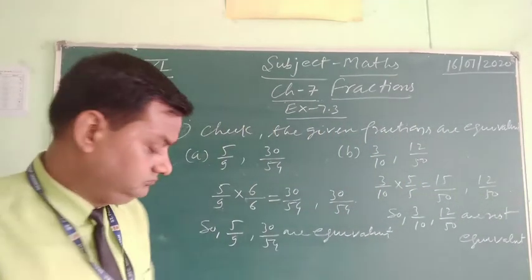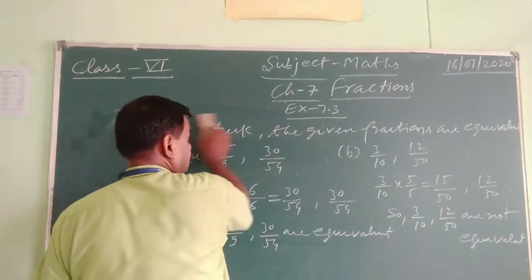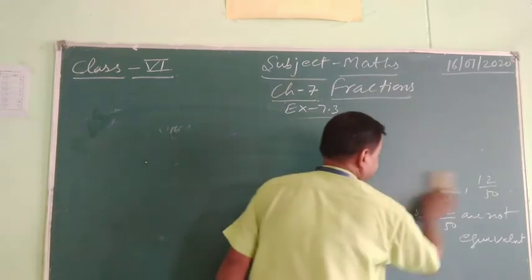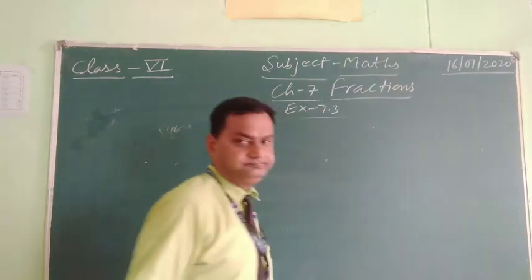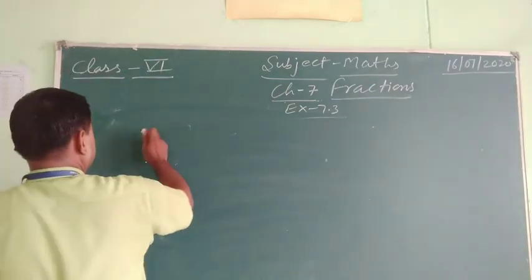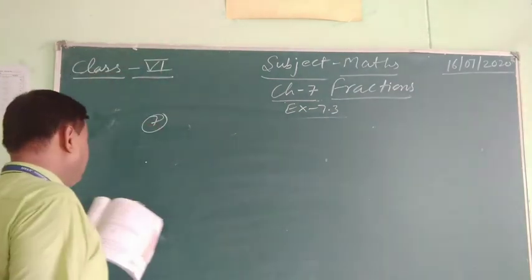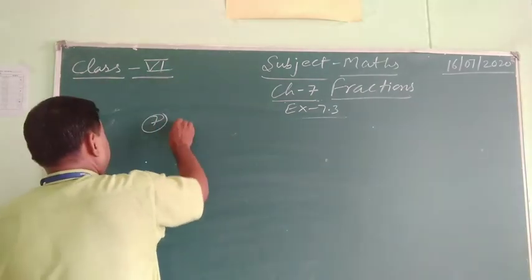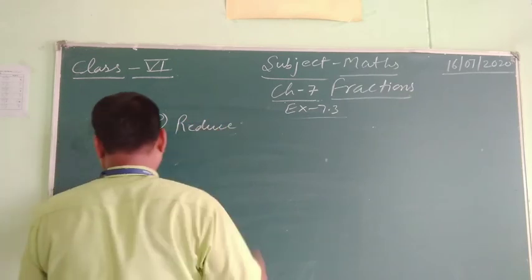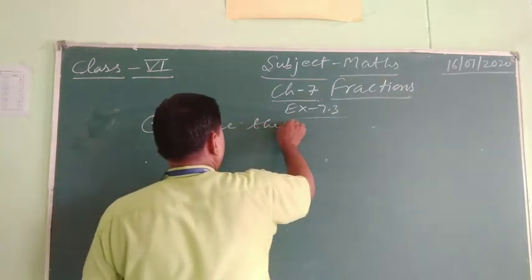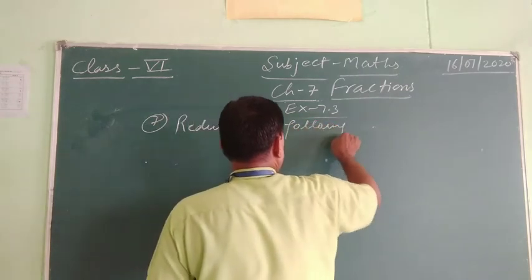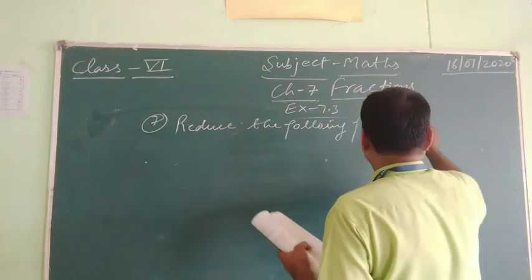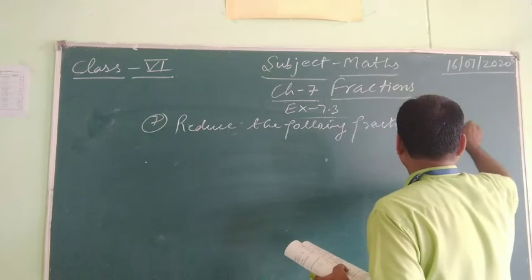Now question number 7. Reduce the following fractions to simplest form.